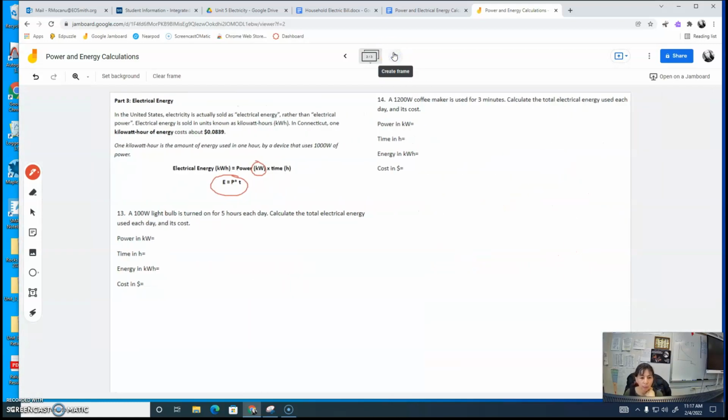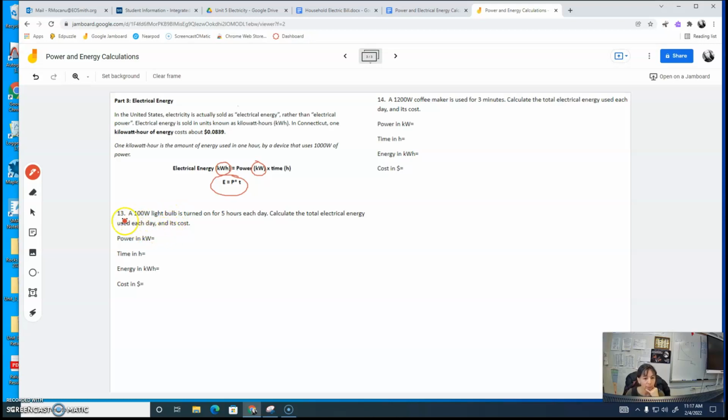So going back to this equation, your power has to be in kilowatts. Time is in hours, and the electrical energy that you're going to calculate is going to be in the unit of kilowatt hour, which has this abbreviation right here: kW for kilowatts, and h for hour. So let's see how this works out. Let's apply this in an example.